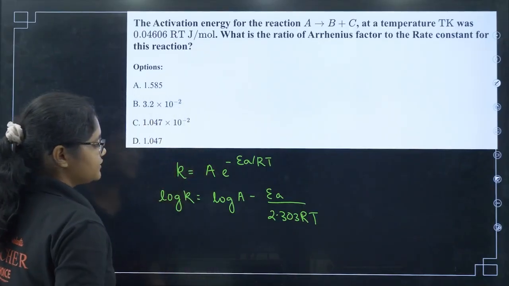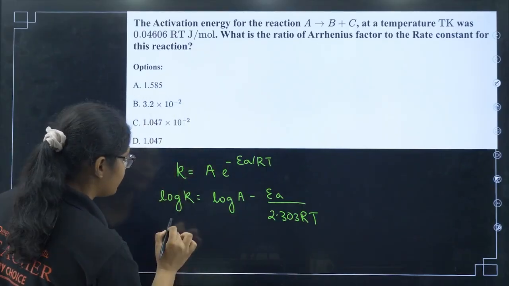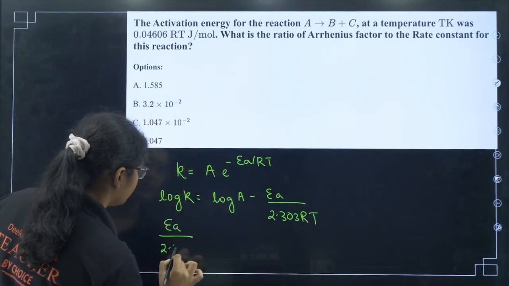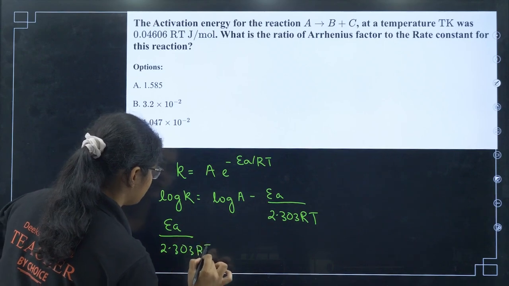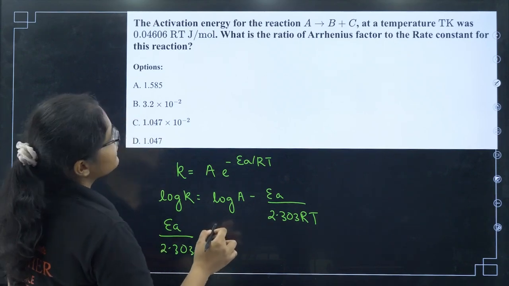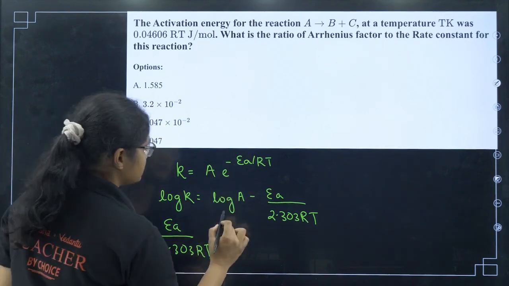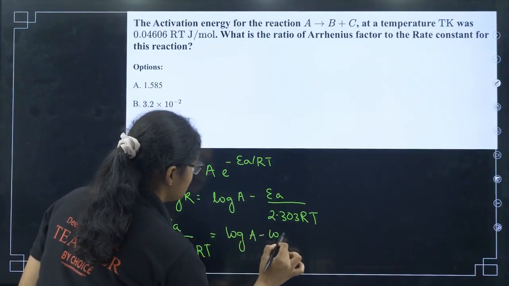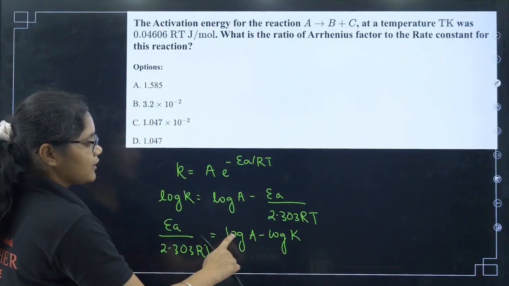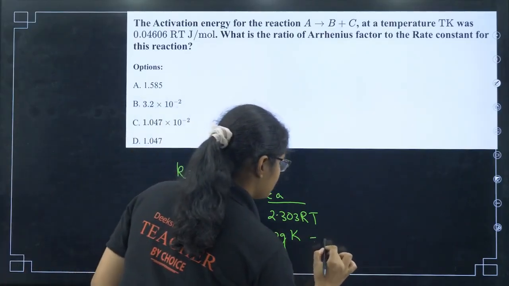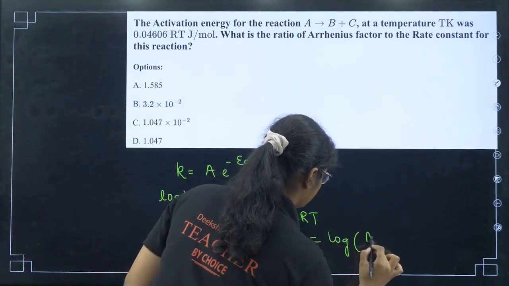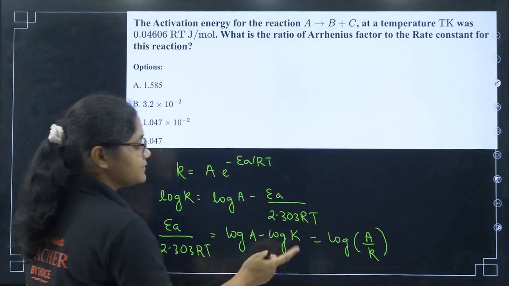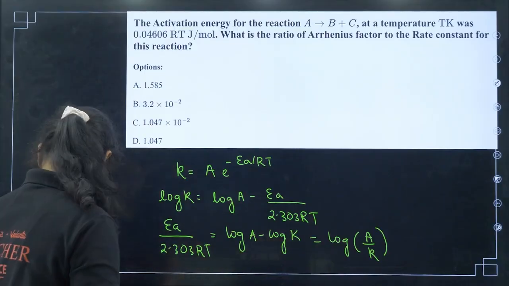Now if I just write down EA by 2.303 RT is equal to, you have to find the ratio of Arrhenius factor to the rate constant. So this I'll take this side and this I'll take like this. So I'll get log A minus log K, right? Now this can be written log of A by K. I know all of you know this relation: log A minus log B is equal to log A by B, right?